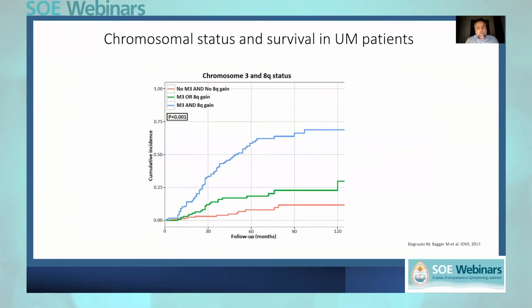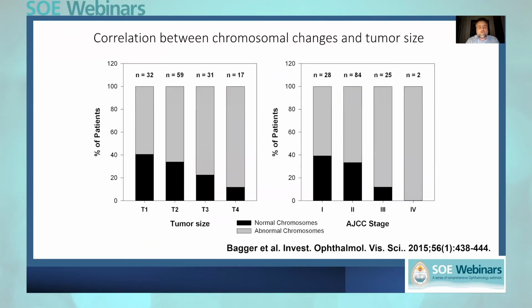We know from our cohort studies that patients with normal chromosomes have a better survival than patients with just loss of chromosome 3 or gain of chromosome 8q. And patients with a combined monosomy 3 and 8q gain have a very poor prognosis. We also know that smaller tumors have a smaller fraction of abnormal chromosomes compared to larger tumors, reflecting also that smaller AJCC stages have a lower fraction of abnormal chromosomes compared to larger stages.